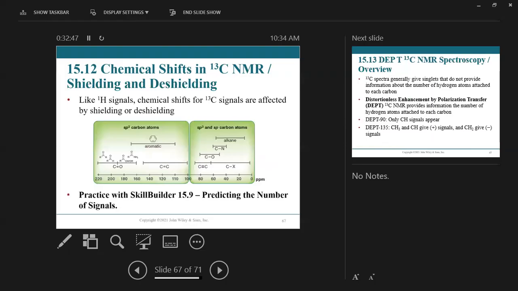Like proton signals, chemical shifts for carbon-13 signals are affected by shielding or deshielding. Deshielding means more downfield. And they give you an approximate area to look for different functional groups. Remember, though, that carbon-13 is not going to tell you how many hydrogens are attached.